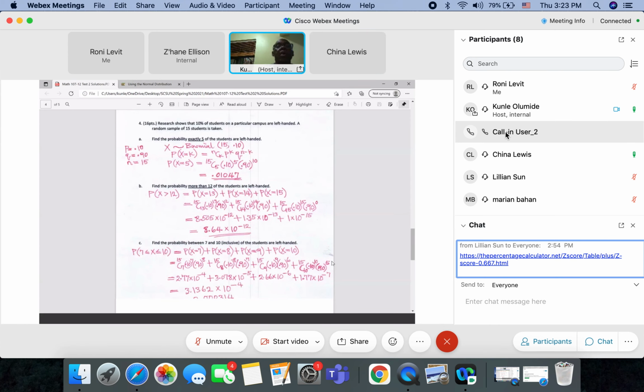Then number 4. Now, this is a true binomial question. You got 10% of students are left-handed, then a random sample of 15 students. Find the probability exactly 5 of the students are left-handed, right? So that means x is binomial, 15 comma 0.10, and then probability of x equal to k equals nCk, p to the k, q to n minus k.